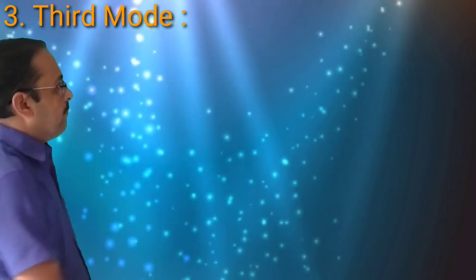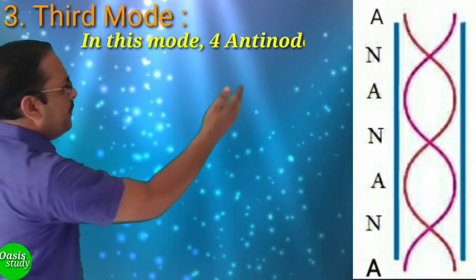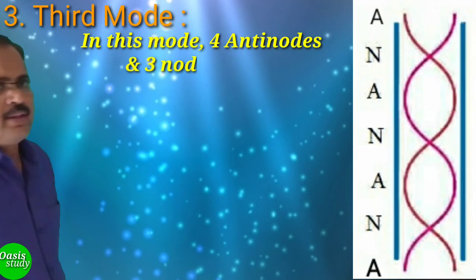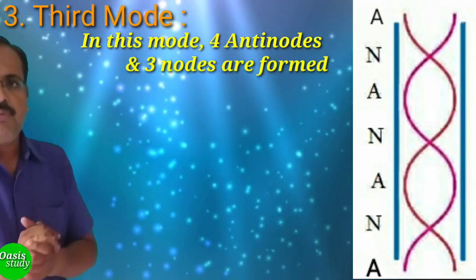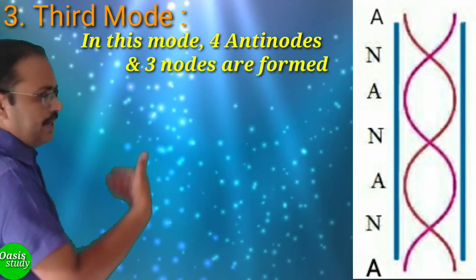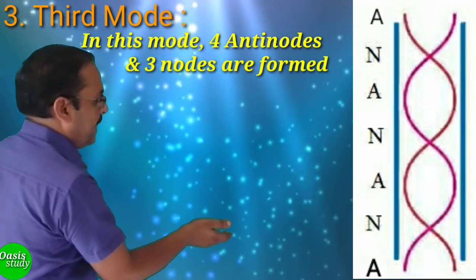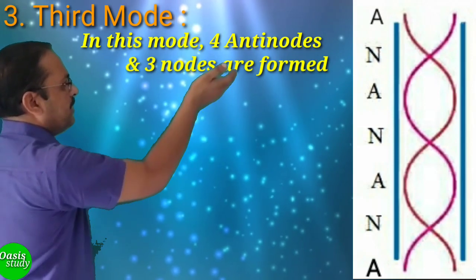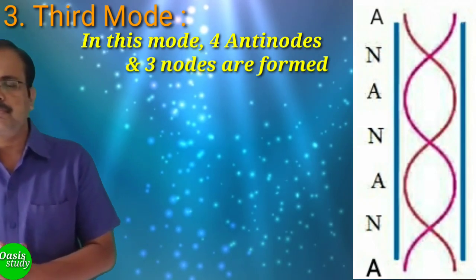Now, the third mode, as shown in the figure. In the third mode, 4 antinodes and 3 nodes are formed. The distance between antinode to antinode is lambda by 2, and here we have to consider 3 distances. Antinode to antinode is lambda by 2, second antinode to third antinode is lambda by 2, third to fourth is lambda by 2.